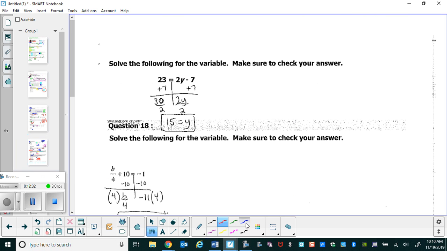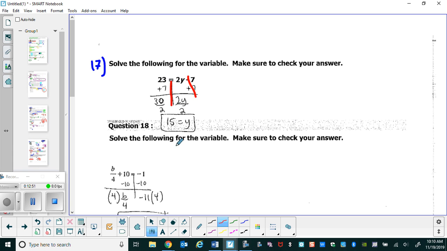So now we are on question 17. And we're going to solve the equation for the variable and then make sure you check your answer. So for this one, our variable is on this side, and we do have a constant. So when we drop our line, we're going to add 7 to both sides, and this will cancel out, and we can bring down the 2y.